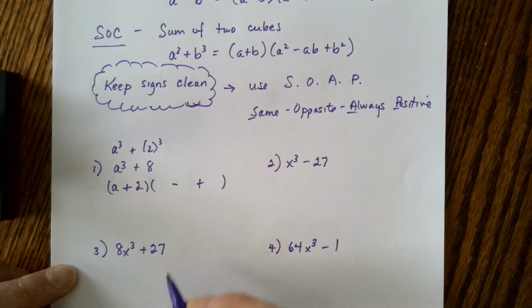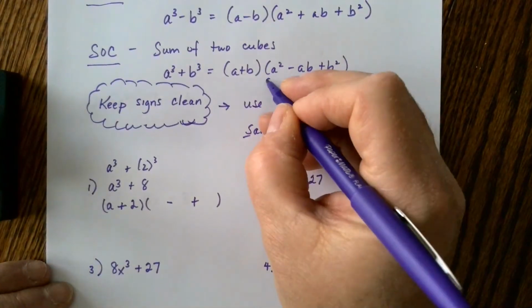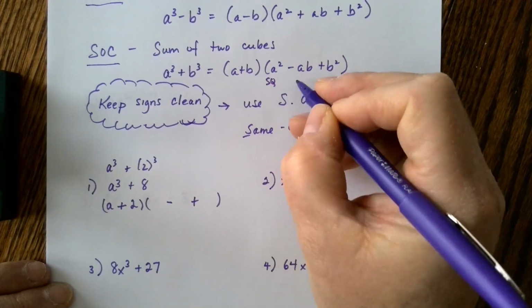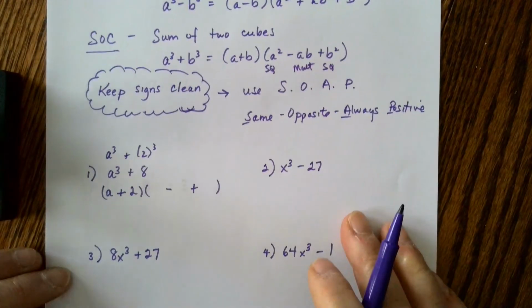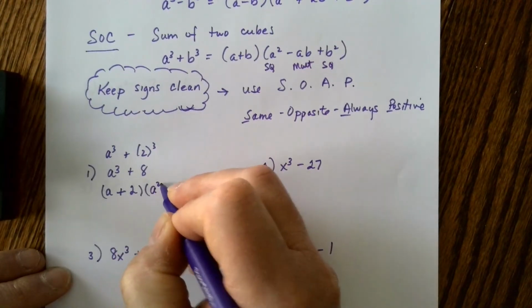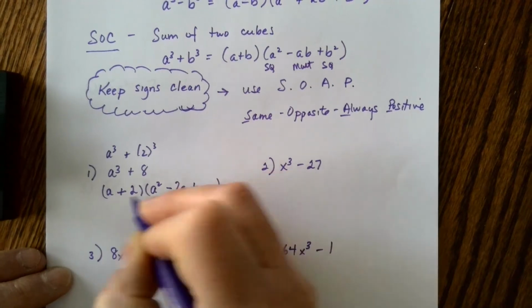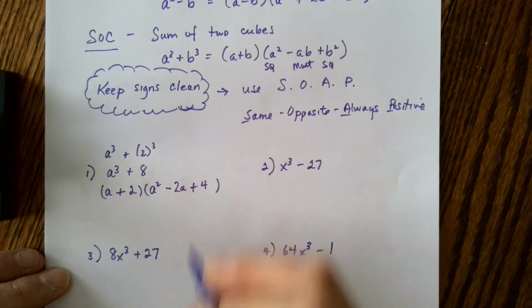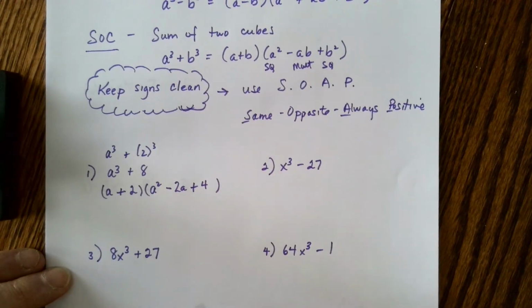Now how do we figure out the rest of these? Well, the pattern's really quite simple. We're going to square, and then we're going to multiply, and then we're going to square. Let me explain. Square the first term, a squared, multiply the two terms together, 2a, and then we're going to square 4. And there are the factors for a to the third plus 8.